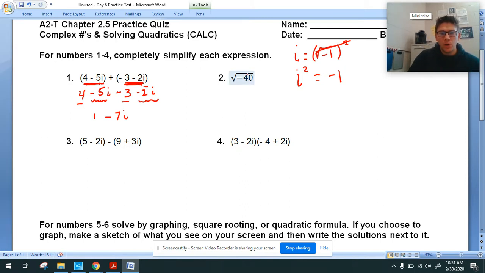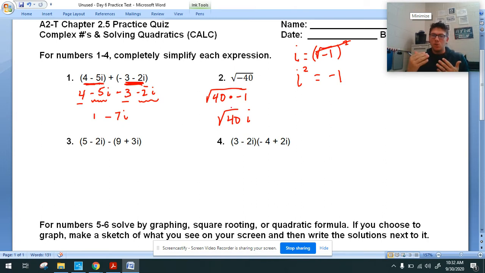For number 2, we're trying to simplify square roots. So the first thing we need to do is break it apart into the square root of 40 times negative 1. Now, the square root of 40 can get broken down further, but the square root of negative 1 is i, so we can rewrite it like that, with the i outside, not underneath, outside of the radical symbol.